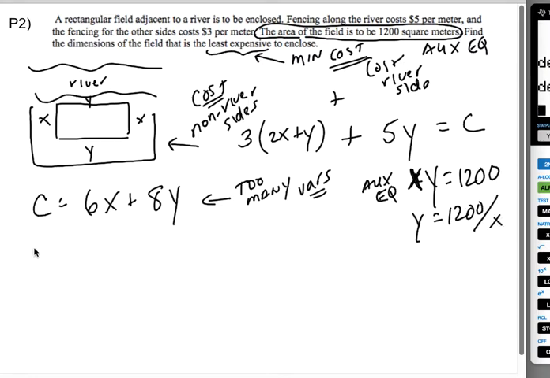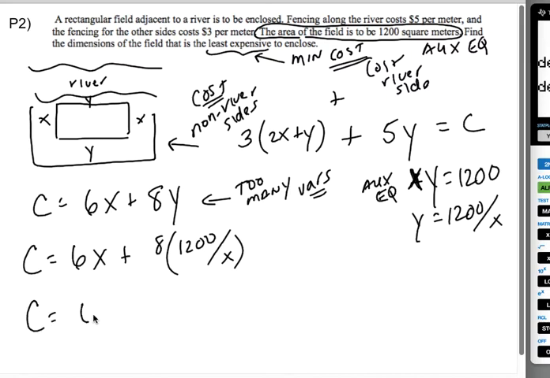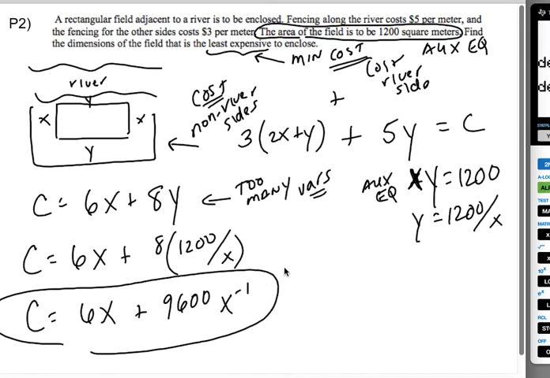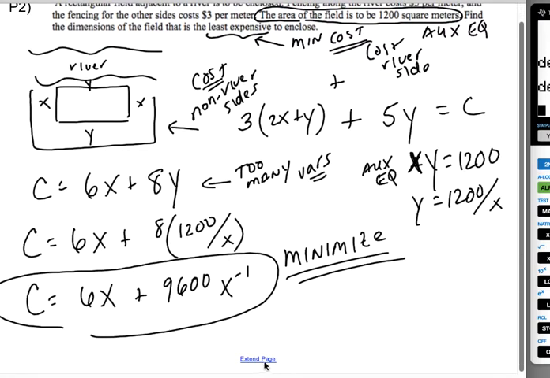So I'm going to go ahead and let y equal 1,200 divided by x. That means the cost is 6x plus 8 times 1,200 divided by x, or my cost is 6x plus, again, I don't really think you have to clean this up to 9,600, but you can if you want, and I'm going to make it an x to the negative first because that's easier to differentiate. This is the thing that I want to minimize.